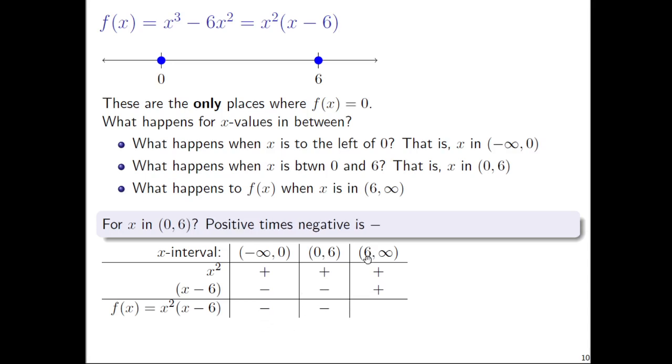What about for x values bigger than 6? You'll always have x squared. The x squared part will be positive. The x minus 6 part will be positive. So positive times a positive is a positive.